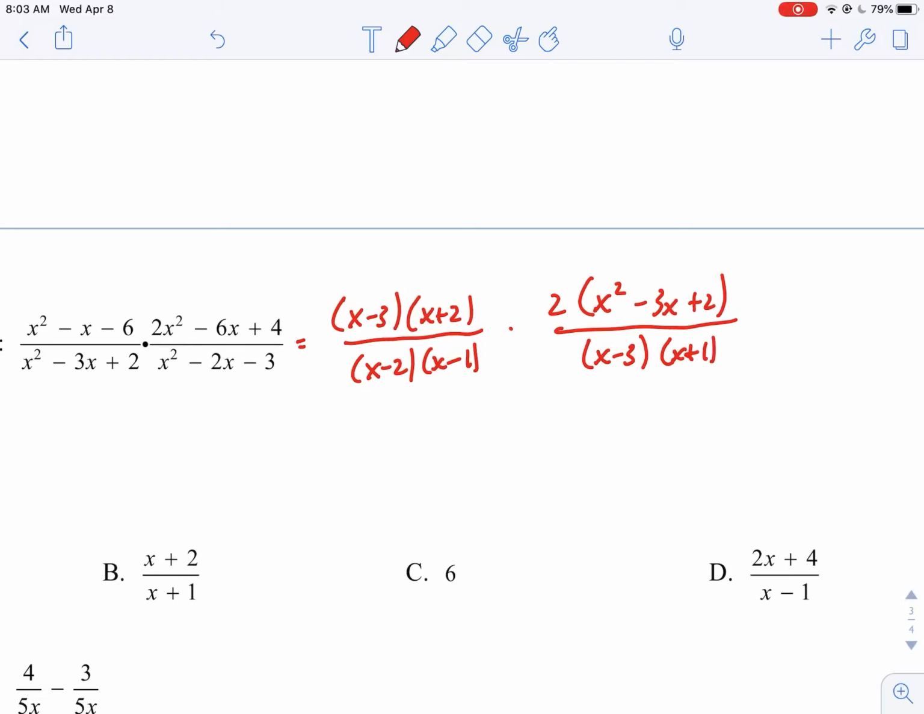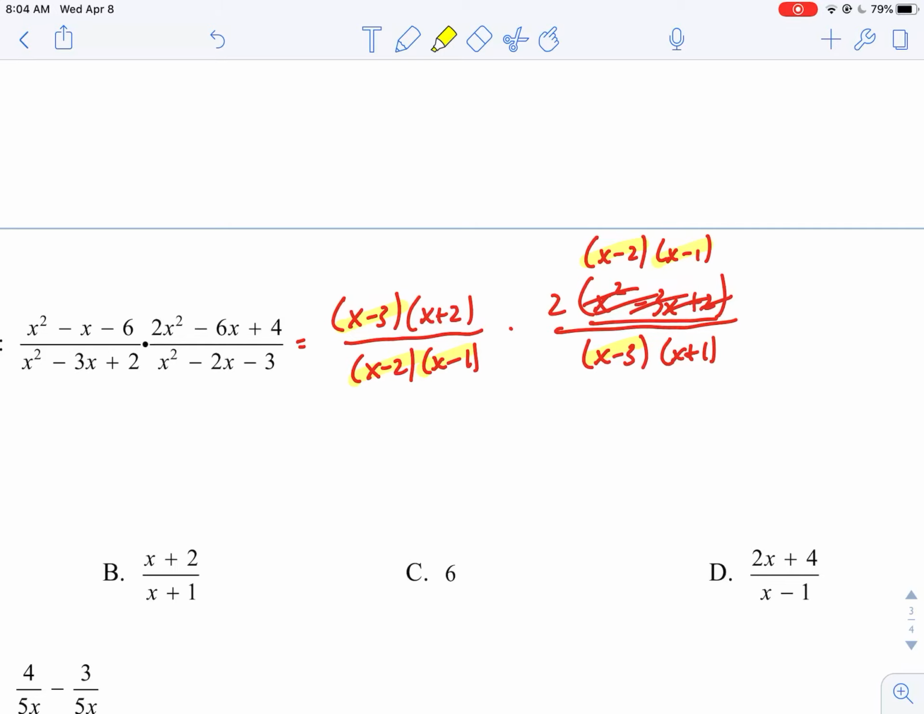I am going to go ahead and factor this top piece here, because it does factor further. So I'm going to factor that into an x minus 2 and an x minus 1. So I'm going to go ahead and get rid of that. All right, on to the canceling. So I've got an x minus 2 here, an x minus 2 here. I've got an x minus 3 and an x minus 3, and an x minus 1 and an x minus 1.